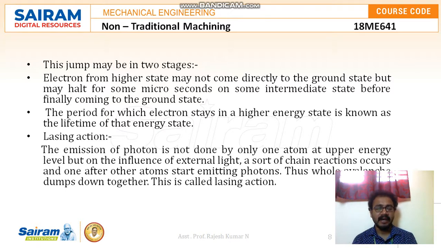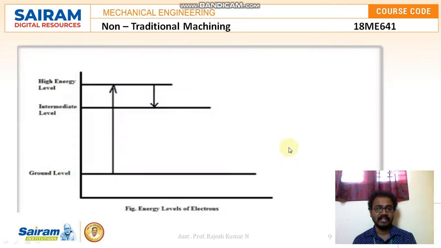And what is meant by lasing action? It is not lasering action, it is lasing action. Lasing action is nothing but the emission of photons not being done by only one atom at the upper energy level, but under the influence of external light, a sort of chain reaction occurs, and one after another atoms start emitting photons. Thus the whole avalanche dumps down together, and this is called the lasing action.